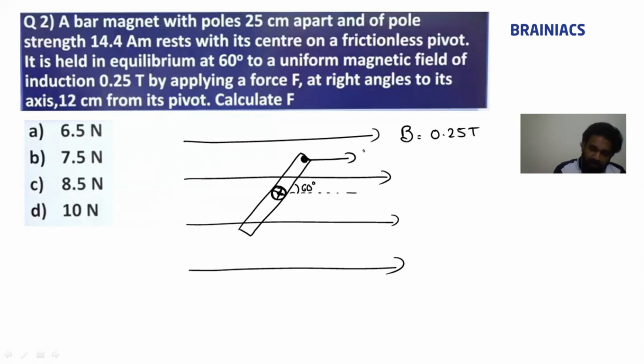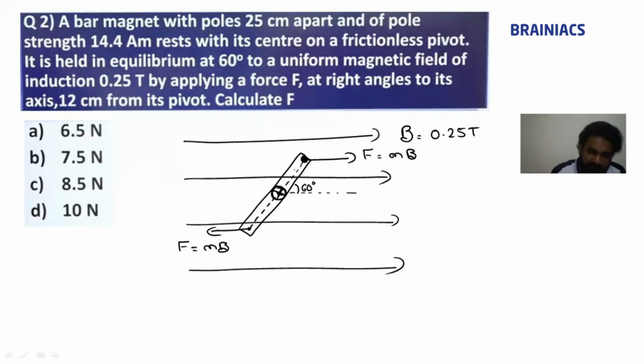There will be a force. This force is what? F is equal to what? MB. And here there will be another force. Here also F is equal to what? MB. So both the forces are in opposite direction. And they are saying it is held in equilibrium in a uniform magnetic field of induction 0.25 Tesla by applying a force at a right angle to its axis.